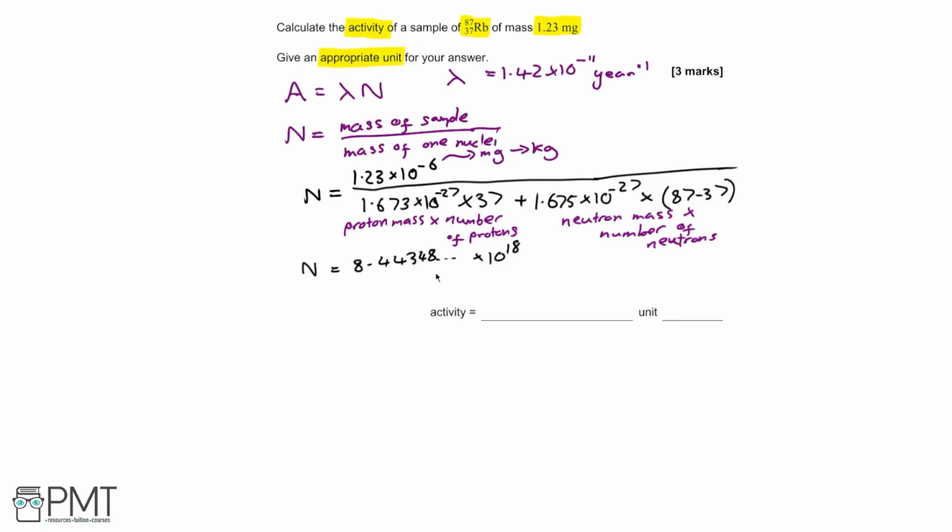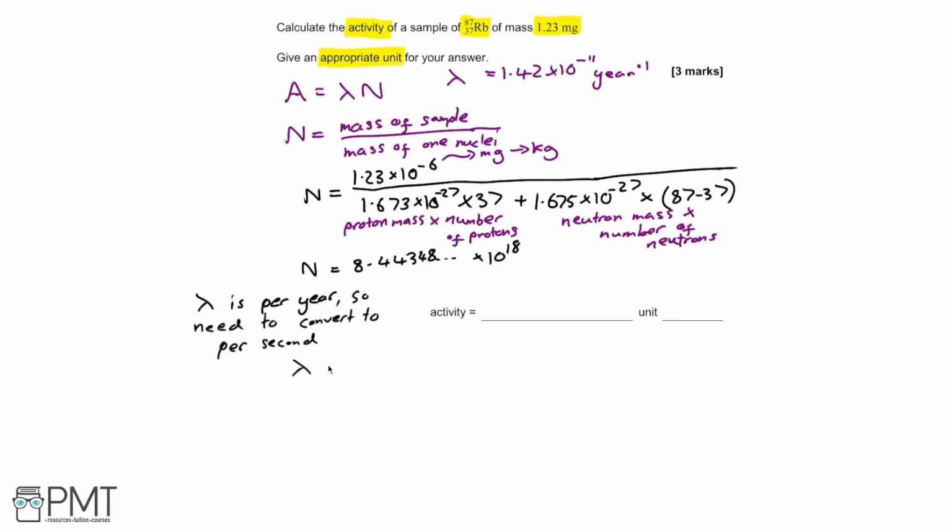Next, we want to calculate the activity, and activity is traditionally given in per second. Therefore, this is the unit that we want to calculate the activity in. However, we have a problem. Lambda is per year. So we need to convert to per second. If there are that many decays per year, then we need to divide by the amount of time in a year to get it into seconds. So specifically, we're dividing by the number of seconds in a year.